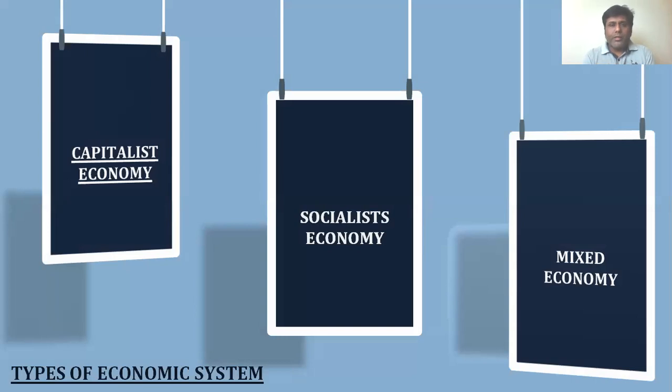Now, there are three different types of economic system. One is capitalist economy, socialist economy, and mixed economy. So there was a confusion, there was a discussion: which economic system should we follow so that we can easily solve those economic problems, that is, what to produce, how to produce, and for whom to produce. And we can easily revive our Indian economy and fulfill the demands of the people of the country.